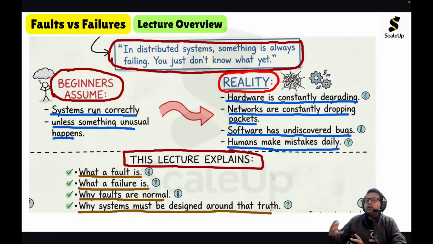We have to take that into consideration. We cannot assume a perfect system and design accordingly. Rather, we should assume an imperfect system with faults in place, and design systems accordingly. The main goal is to make the system reliable by handling the faults gracefully. That's the main idea of this lecture.